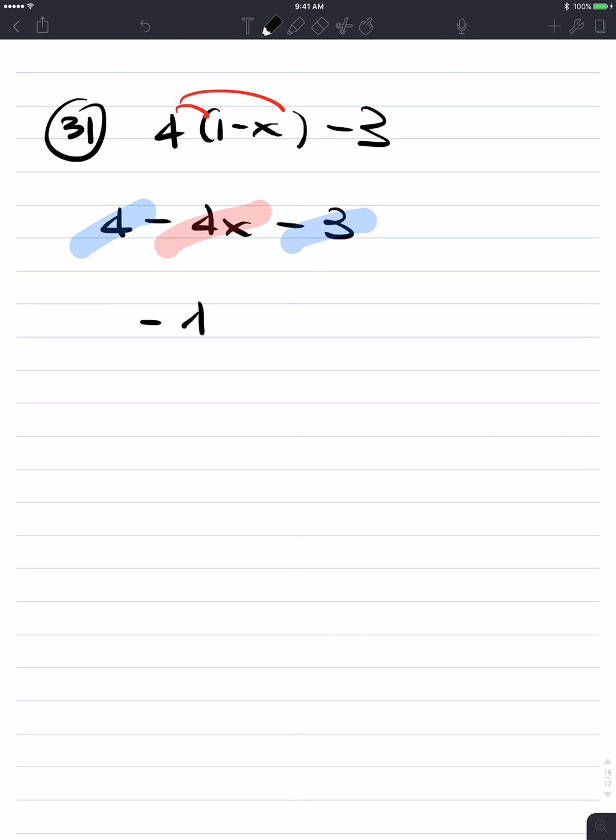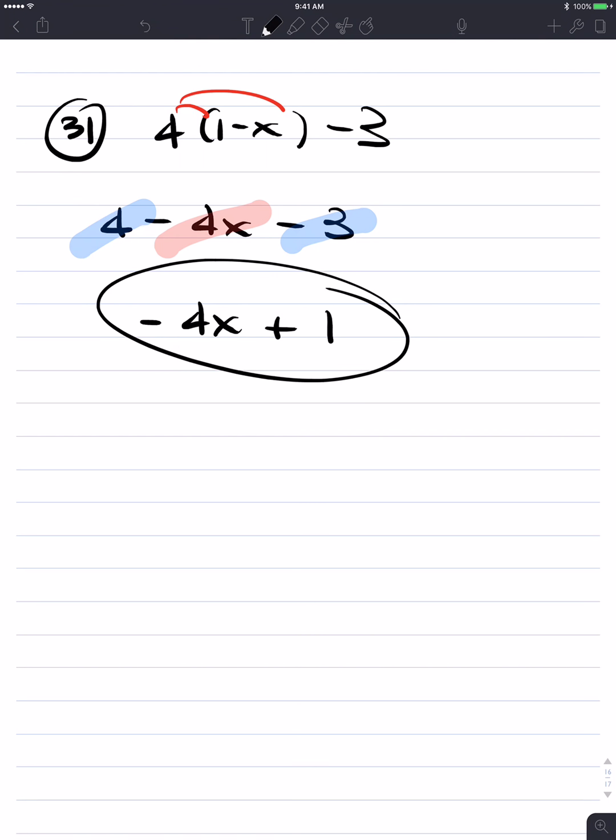We're going to end up with a negative 4x. We can't combine that with anything. And 4 minus 3 is a positive 1. We have combined like terms.